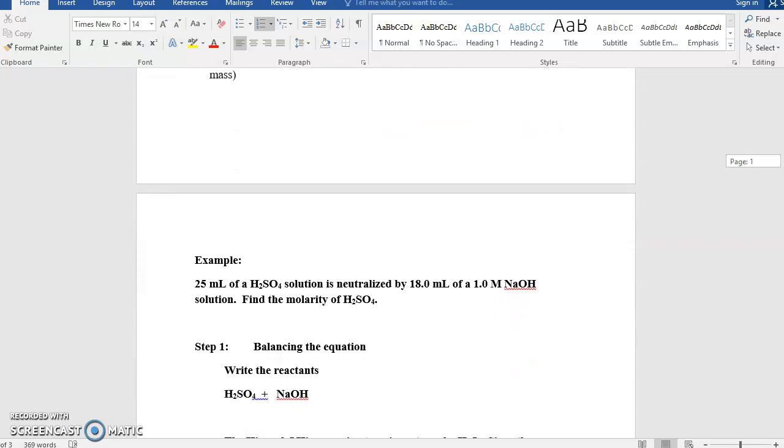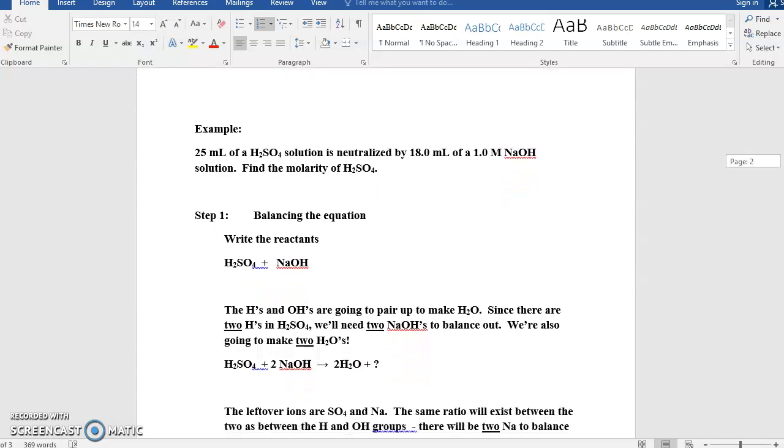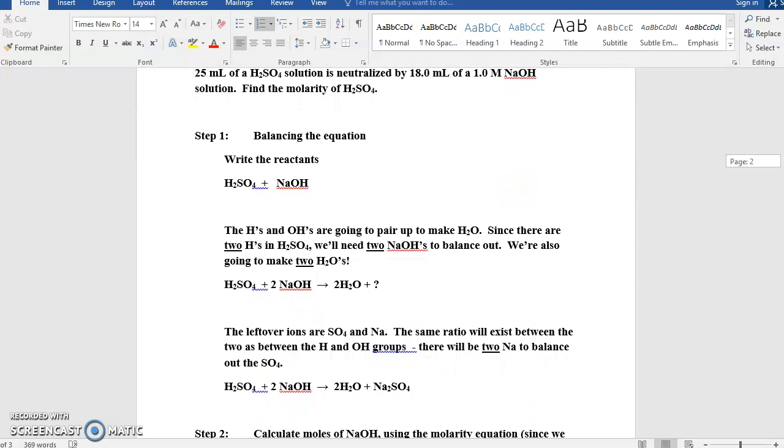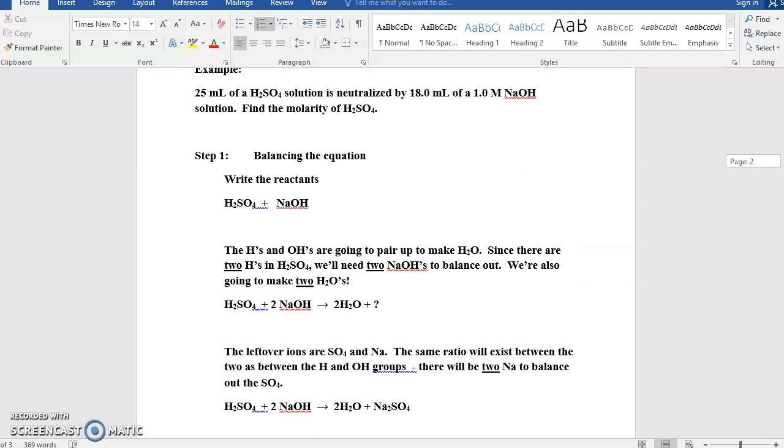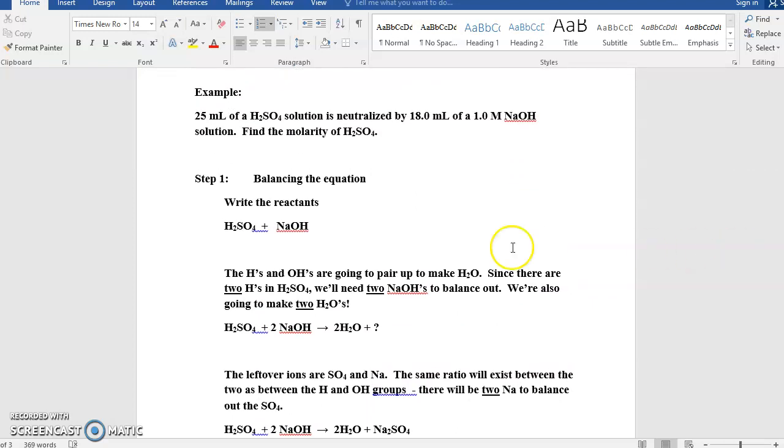But it's all math we've done before, we're just chaining it together. The easiest way to do this is look at an example. So I typed this all out for you guys. It took forever. But I'm going to skip step 1 because, like I said, I'm just going to give you a balanced equation. So here's our example. If we have 25 milliliters of sulfuric acid, H2SO4, that's neutralized by 18 milliliters of a 1.0 molar sodium hydroxide solution, we want to find the molarity of the sulfuric acid, the H2SO4, because we know the molarity of the other one, the sodium hydroxide.